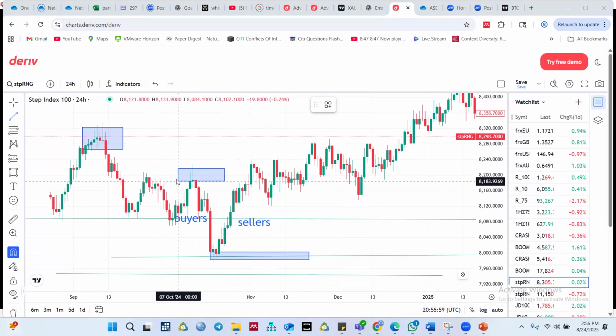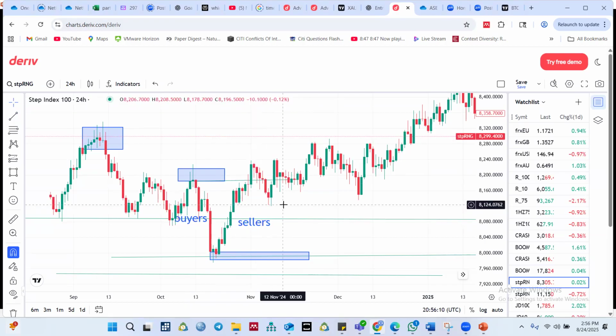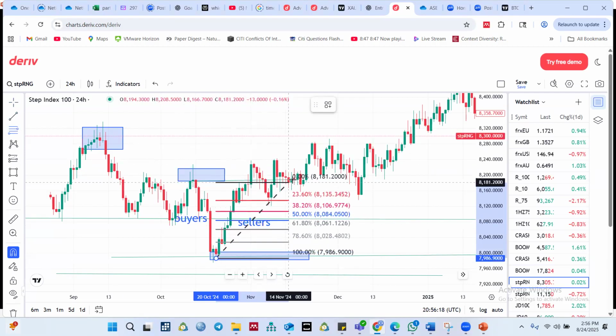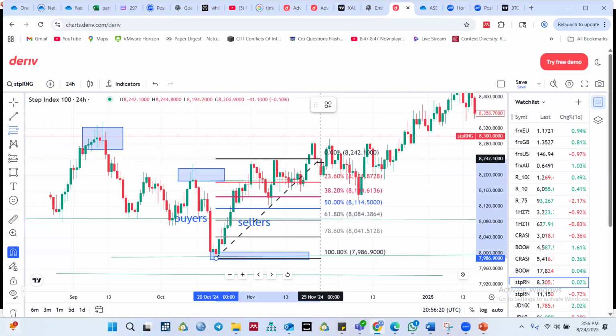So what did we say? Once we see a break of that previous high, we now have a valid area of interest or a valid swing structure. We have to use our fib to measure from the low to that high that broke the structure.